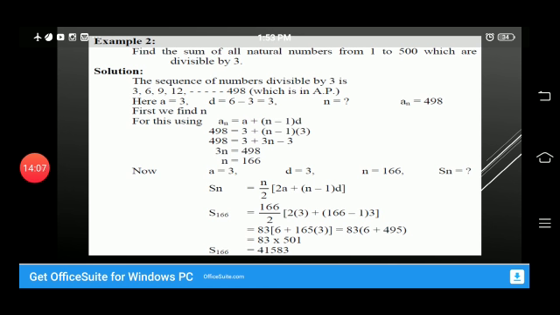That is n over 2. But here, we still do not know what n is. First of all, we will find n. For that, an is equal to a1 plus (n minus 1) into d. We know d is 3, an is 498 and a1 is 3. By simplifying it, we get that n is equal to 166. Now we have n, we have a1 and we have d. By putting the values in the formula, we get the answer that S166 is equal to 41583.